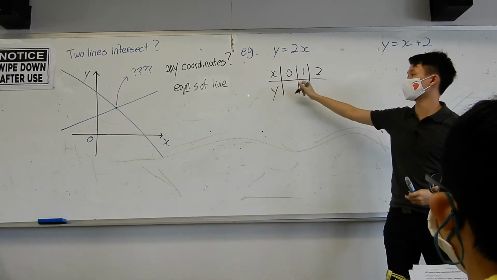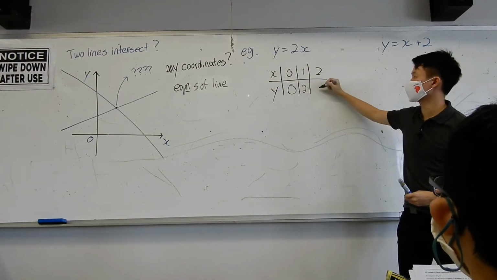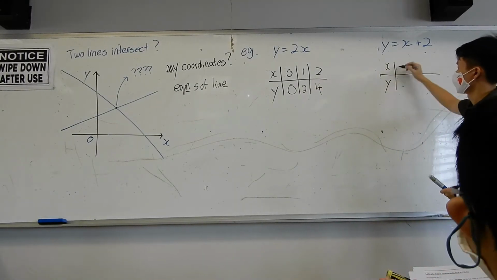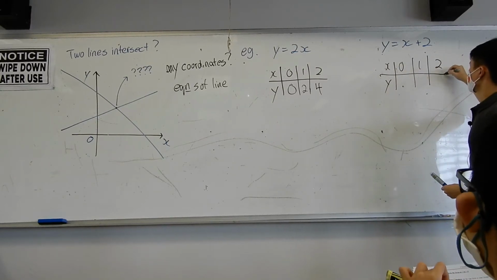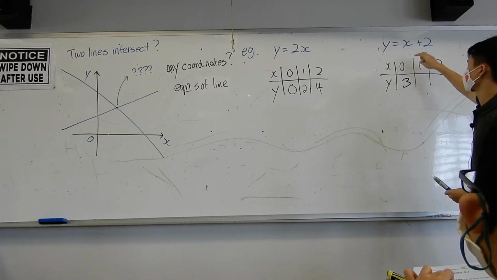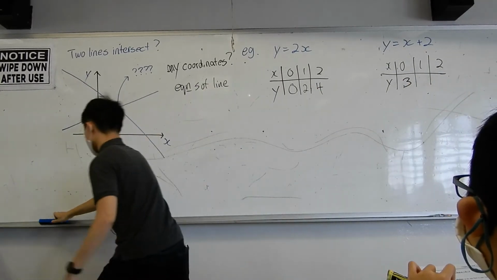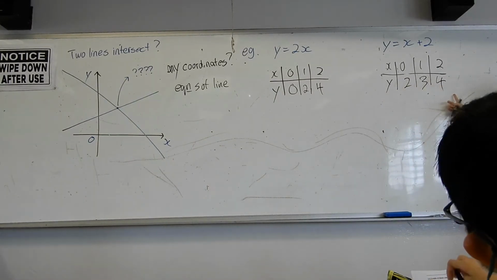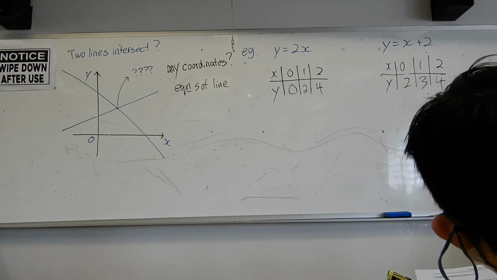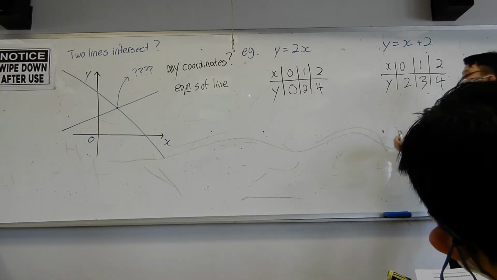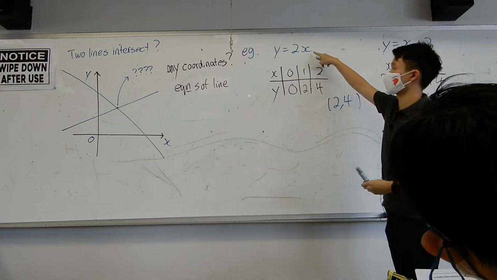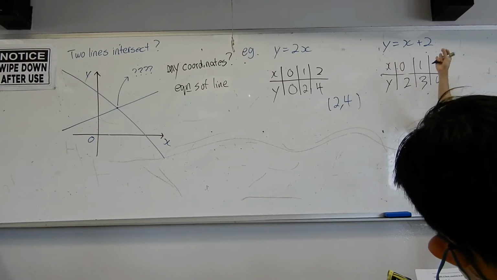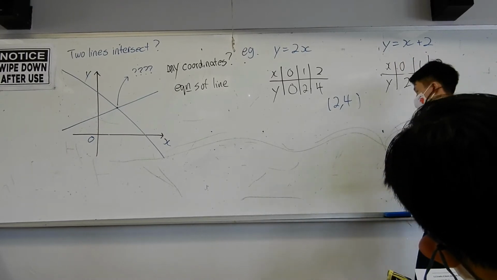So when x equals 0, y equals 0, x equals 1, y is 2, and x equals 2, this is 4. For this, same thing, I try something like that. X equals 1 is 3. Sorry, it's just 2. Sorry. 2, 3, 4. And then we realize there is a common point, correct or not? There's a common point here, which is (2, 4). This point lies on y equals 2x, and at the same time, it lies on y equals x plus 2. Make sense? It's a common point, and we call this the intersection point.